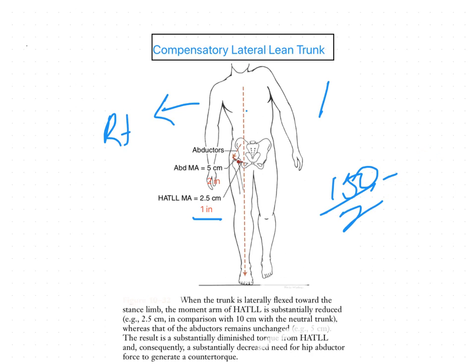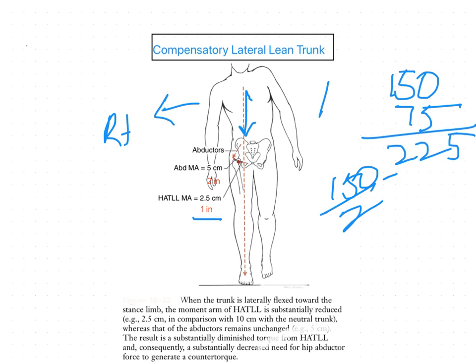Now, we have seen this abductor force. So then what is the total joint reaction force now? Total hip joint compression force or joint reaction force, both are the same. So as we know that 150 is the compressive force and 75 is the abductor force, and totally 225 lb is the total hip joint compression.